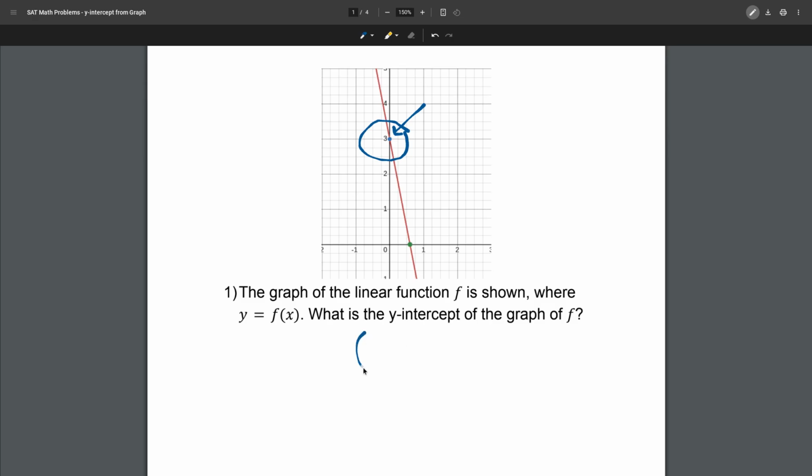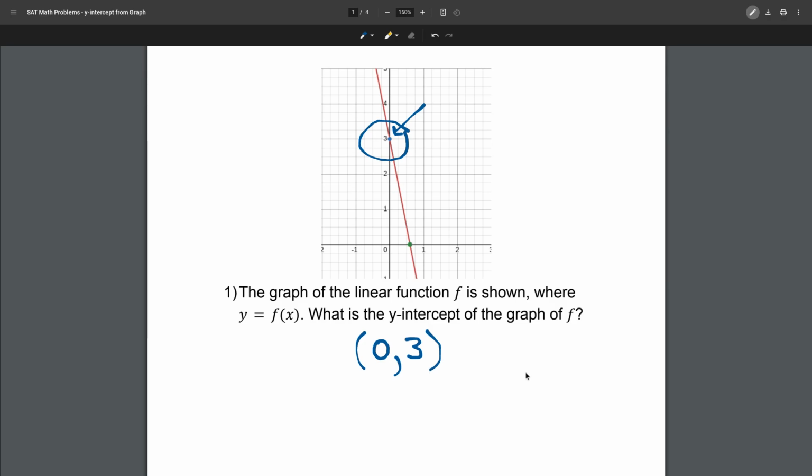Now, we want to give the x-coordinate as well. We'll start with the x-coordinate. At the y-intercept, the x-coordinate is always 0, and then we have the y value on the y-axis. So (0, 3) is the y-intercept for problem 1.